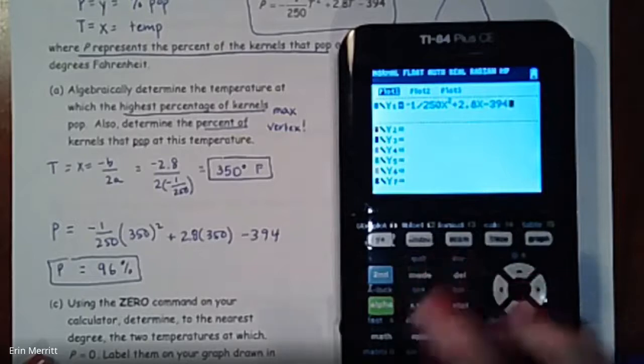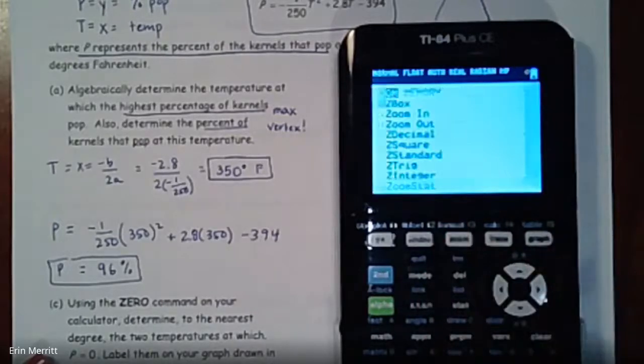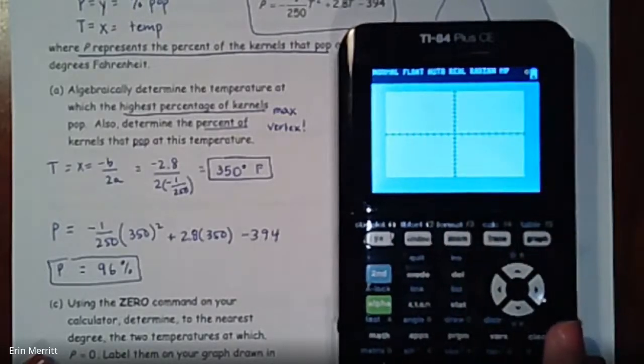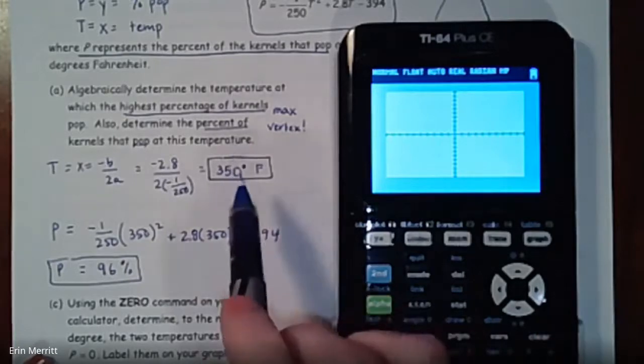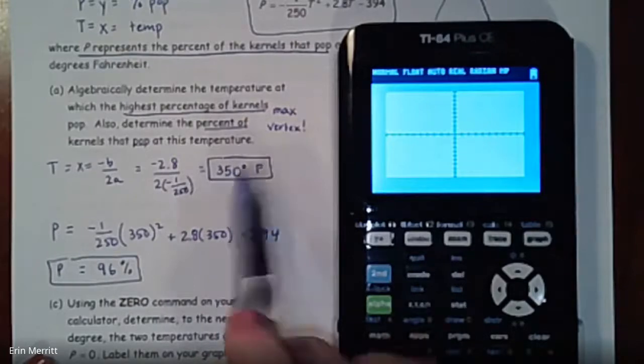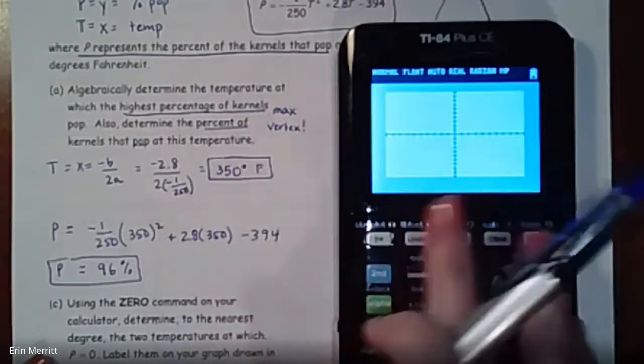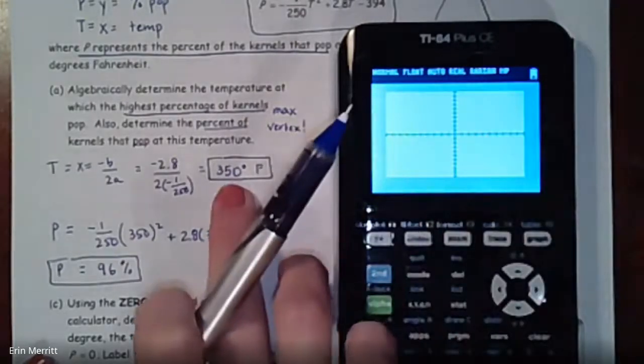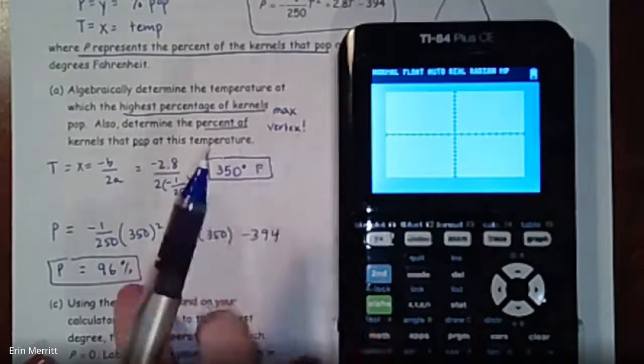All right. To do this, if I zoom 6, it's going to give me my basic old screen. I'm not going to see a whole heck of a lot. I might not even see anything. Yeah, I don't see anything. But think about what we know right now. We know where the maximum vertex point is. It's at 350, 96. So I need to be able to see that point right there.